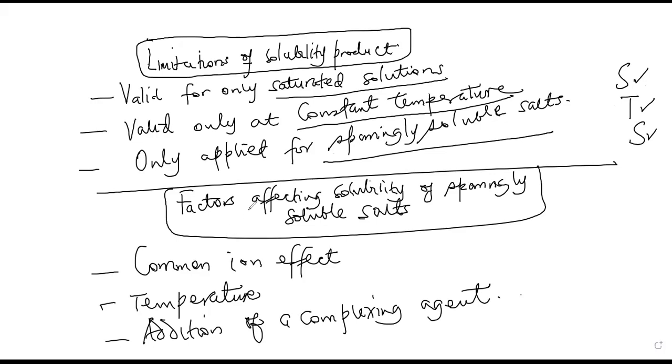Then the factors, this is my point of emphasis this lesson: the factors affecting solubility of sparingly soluble salts. The first one is common ion, addition of a solution with a common ion. We are going to look at the details about the common ion effect. Then we have the effect of temperature, and then addition of a complexing agent. In case I see any additional information that you need to know about this, I will be adding it. So this lesson's main important issue is the common ion effect.